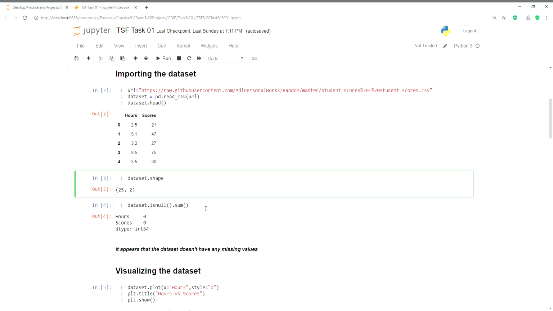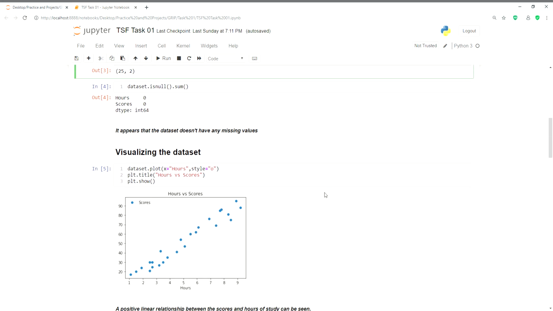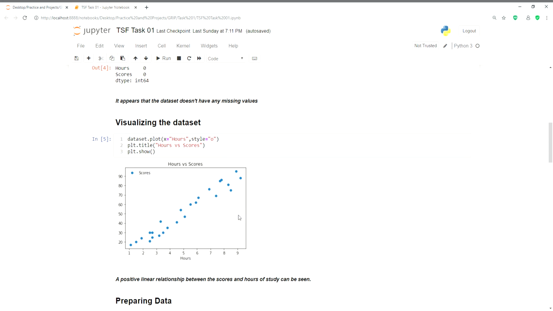To check if there are any missing values, I have used the isnull method, and it appears that the dataset doesn't contain any missing values. To know more about the data, visualizing is very important. So I have plotted the data, keeping the hours on the x-axis and scores on the y-axis. From the figure, a positive linear relationship between the scores and hours of study can be seen.